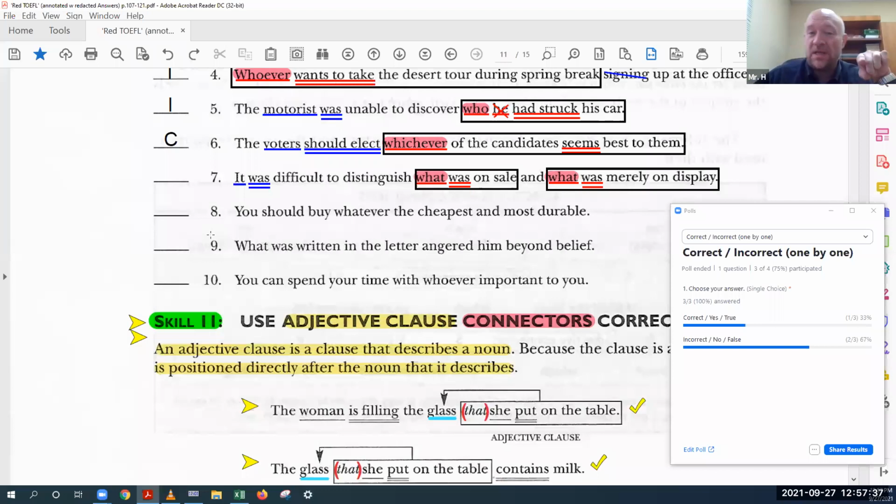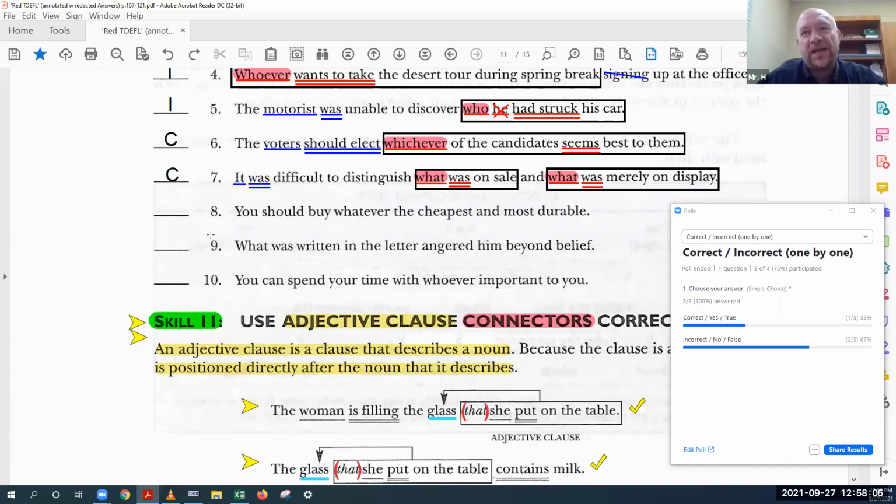This is something in the Red TOEFL book that you can learn under parallel structure. I think it's skill 24 in the red book, and in the green book, I think it's skill 14. It's called parallel structure. Okay, so is this sentence correct or incorrect, gentlemen? Correct. This is correct.